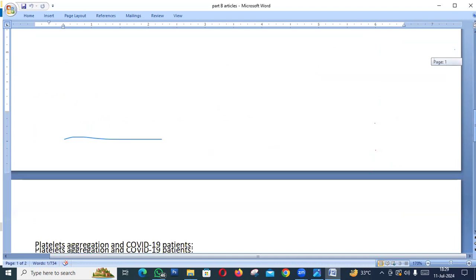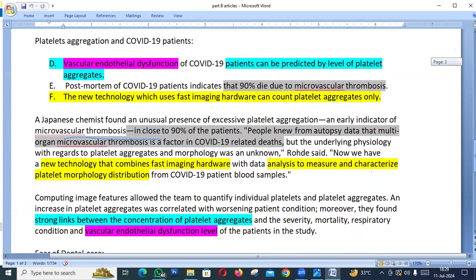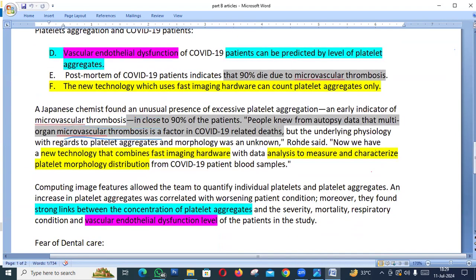Vascular endothelial dysfunction. This is what you will find in the last line of the paragraph. Where is it given? Last para, last line. So, second para, last line. Once you find that, you need to start reading the complete sentence.